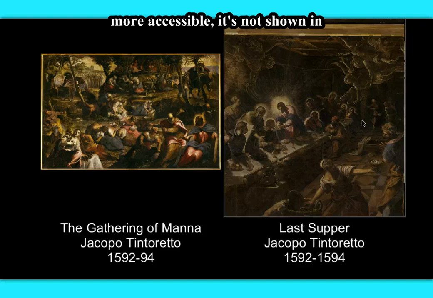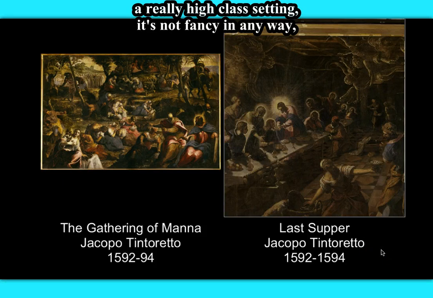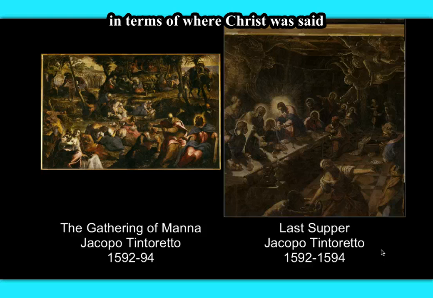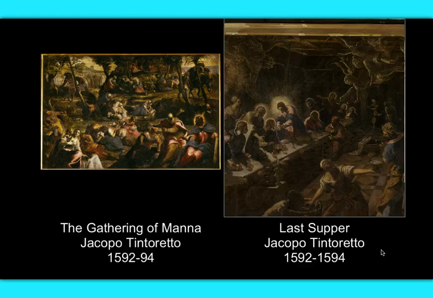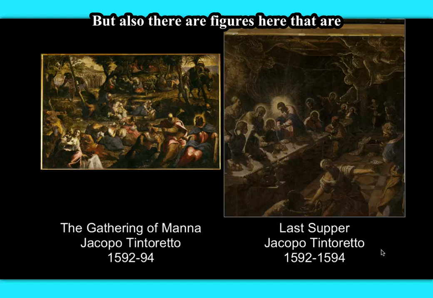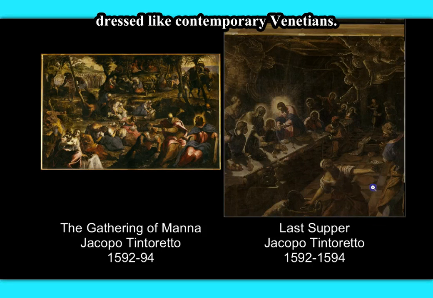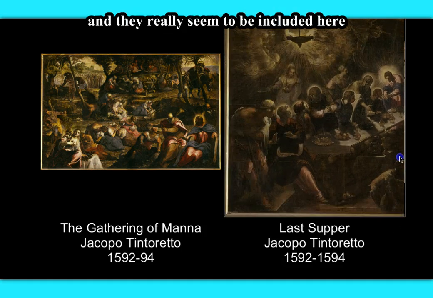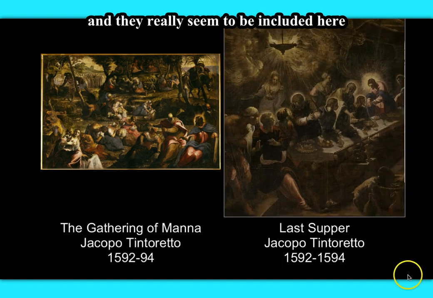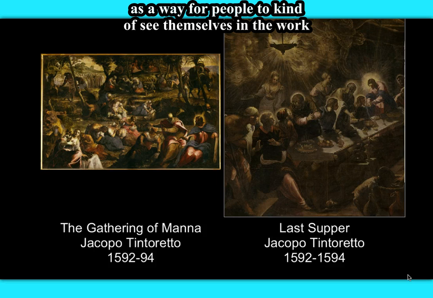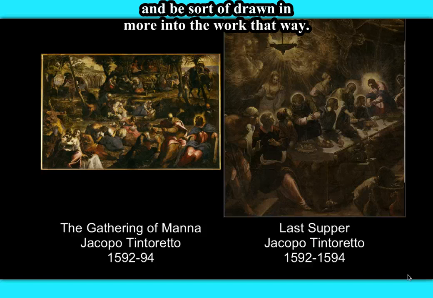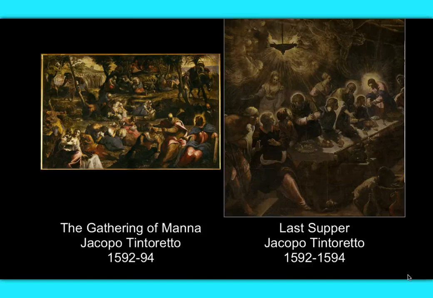It's not shown in a really high class setting. It's not fancy in any way, and in that way seems to be more correct in terms of where Christ was said to have partaken in the Last Supper. But also there are figures here that are dressed like contemporary Venetians. These figures in particular, the servant figures, really seem to be included as a way for people to see themselves in the work and thus make a connection and be drawn more into the work that way.